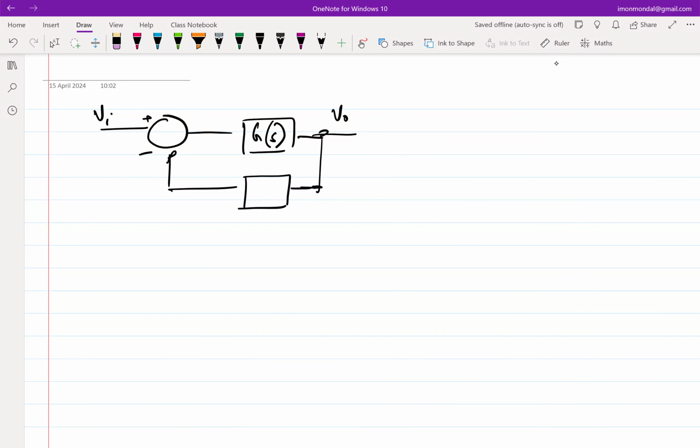In our case, H is not H of S. In our case, H is mostly the resistive divider that we were talking about. So in this case, it becomes slightly simpler, because loop gain is mostly dependent on G of S times H, not G of S times H of S. But that's a mere amount of detail. I mean, you can also have a case where you have H of S.